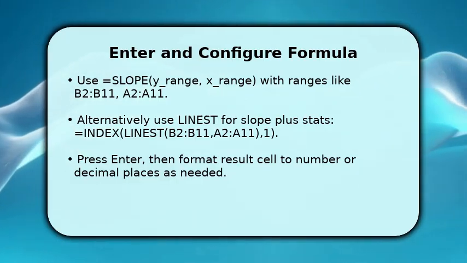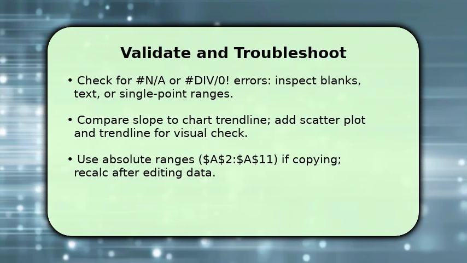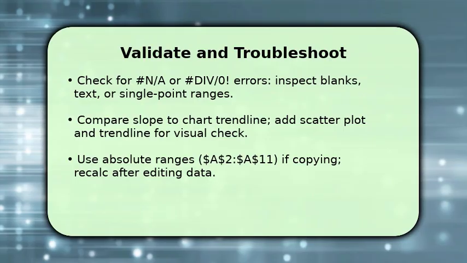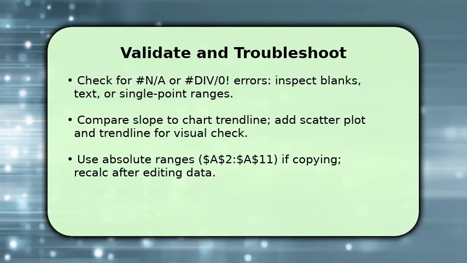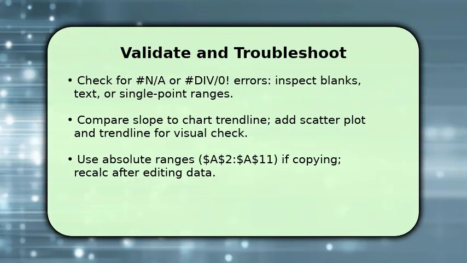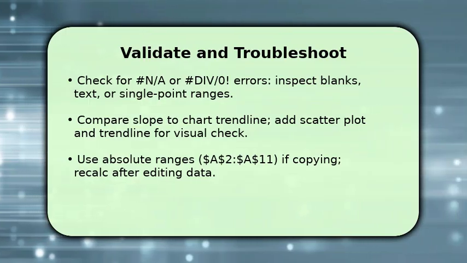You validate results by cross-checking the slope against a scatterplot trendline. Insert a chart and add a linear trend line to visually confirm direction and steepness. If you see #DIV/0 or #N/A, inspect for blanks, non-numeric values, or a single data point and correct the ranges.